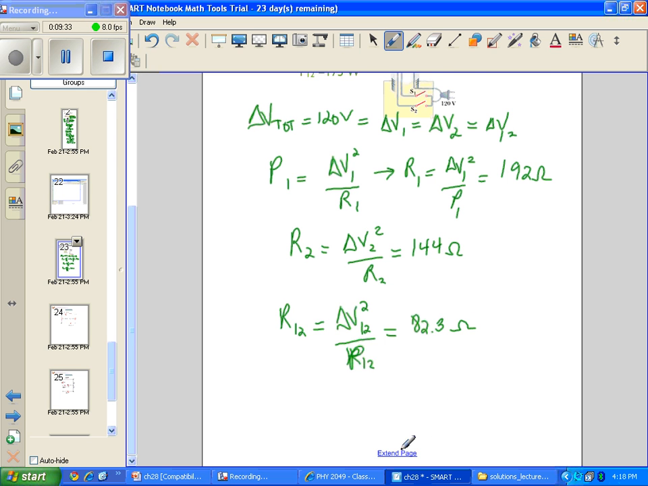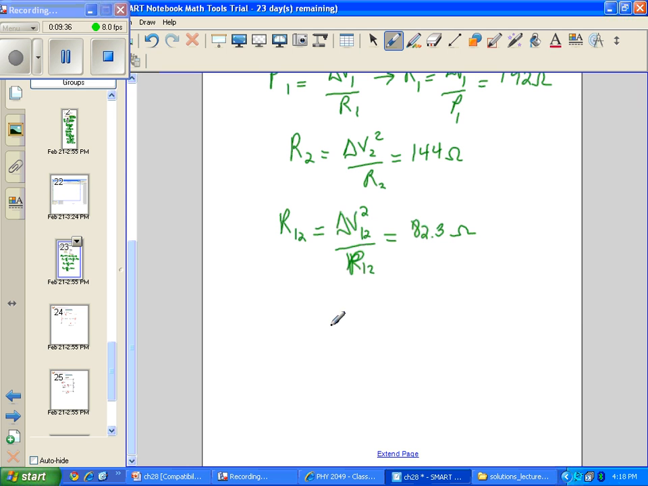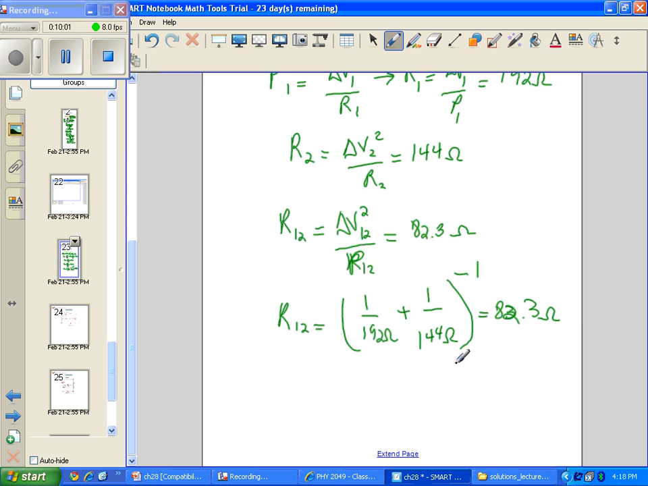But if we want to double check that we did this correctly, R12 should equal 1 over 192 ohms plus 1 over 144 ohms, taking the reciprocal, and if you put this in your calculator, hopefully you get 82.3 ohms, confirming that our work was done correctly.